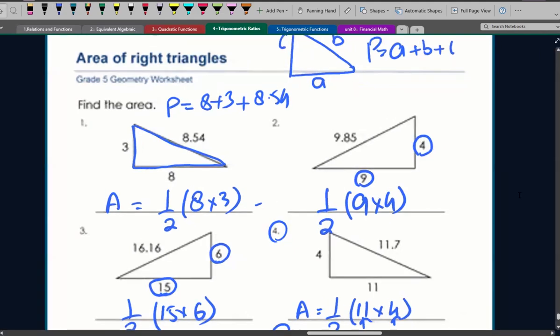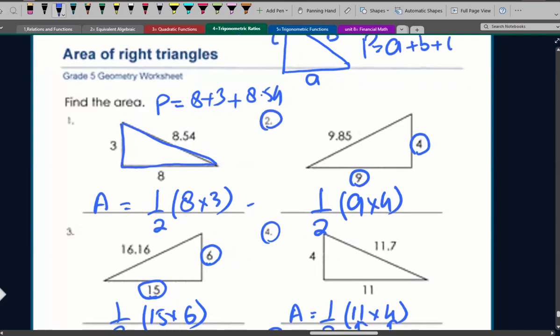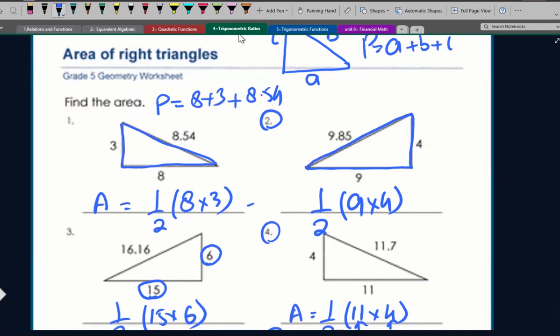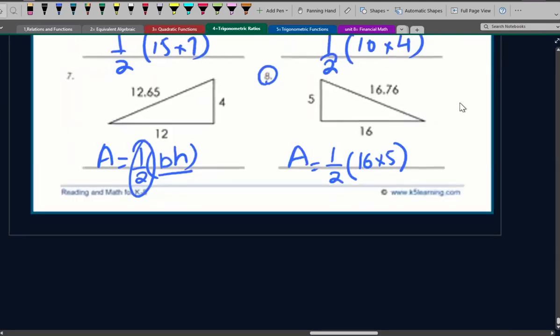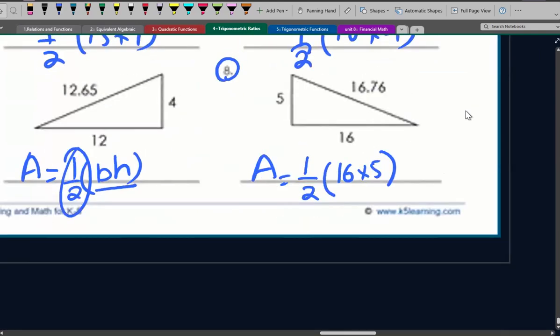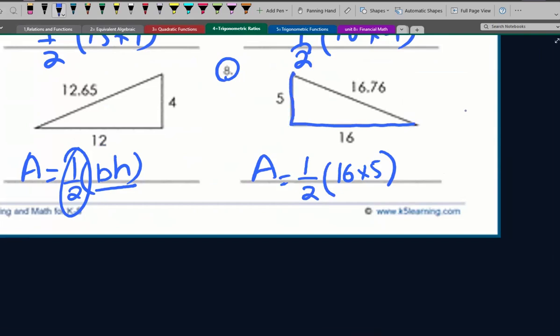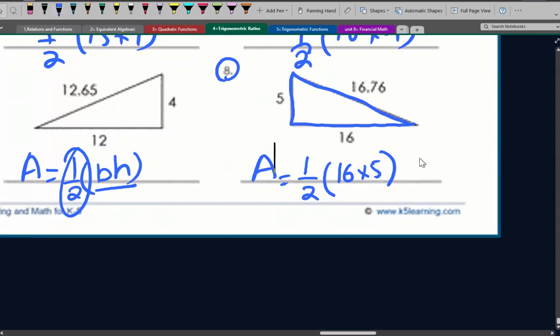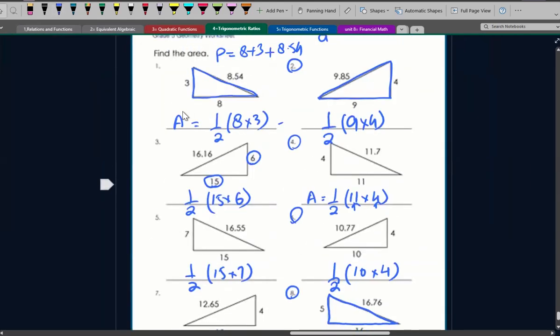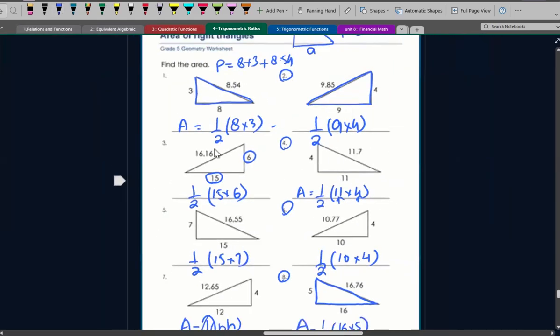So what do you think? What's going to be the perimeter of this question? 9 plus 4 plus 9.85. Perfect. And what do you think? What's going to be the perimeter of this question? 16 plus 5 plus 16.76. Perfect.